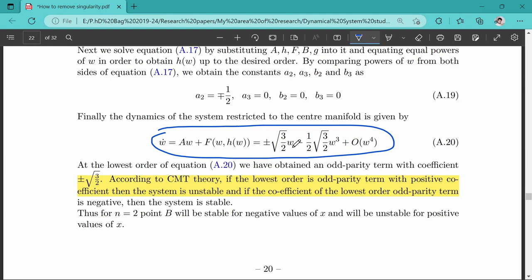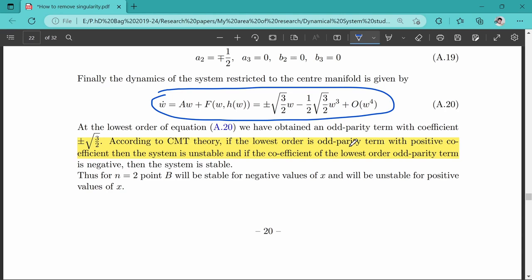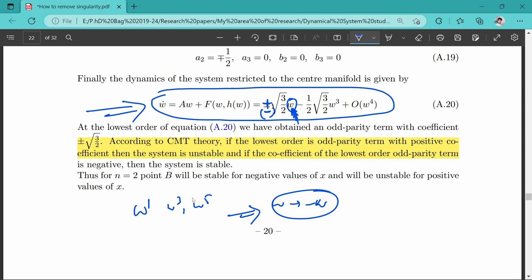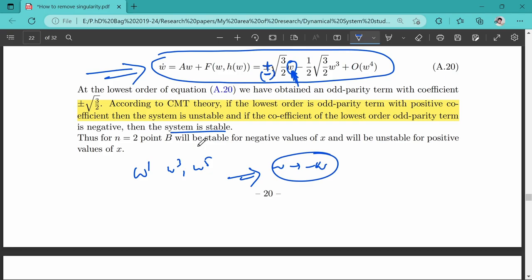Now, according to center manifold theory, if the lowest order term is an odd parity term with positive coefficient, the system is unstable. Odd parity means that if you have powers of 1, 3, 5, then omega going to minus omega will always give you the inverted equations. So if you have this odd parity and you take the positive sign, the coefficient is positive, then this system is always unstable. But if W has a negative sign, then the point becomes stable. So in some sense the point B is stable for x negative.